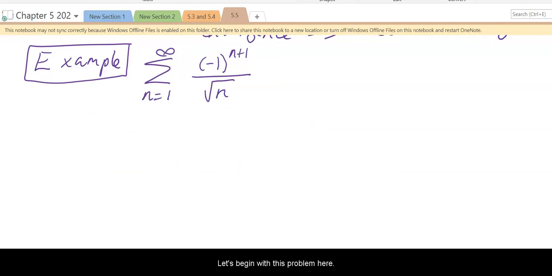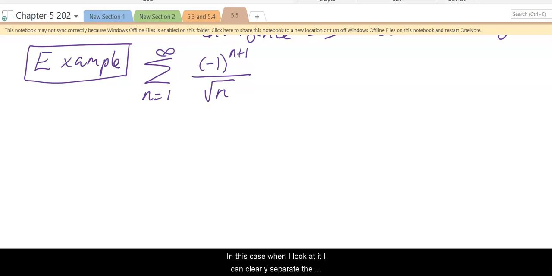Let's begin with this problem here. Can we apply the alternating series test? Then can we say that it is conditionally convergent or absolutely convergent, divergent, or absolutely divergent?